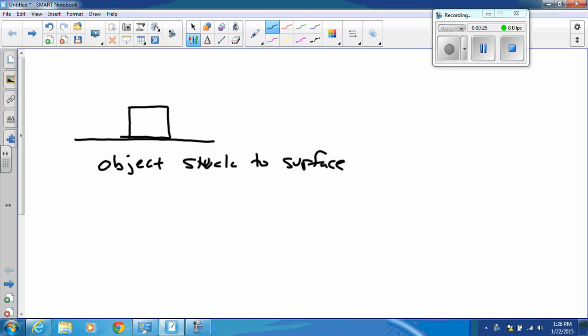So we have here an object that is stuck to a surface. Because the object is stuck to the surface and is not moving relative to that surface, the frictional force that it is experiencing will be a frictional force of just standing there. And the Latin word for standing is stasis. This is static friction. It's standing there.